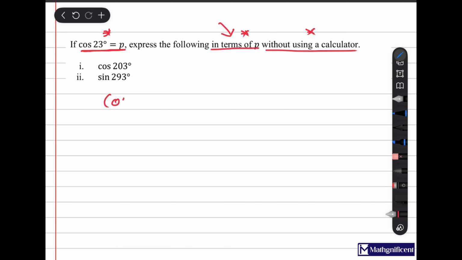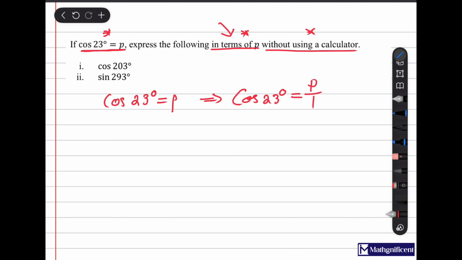that cos 23 degrees is equal to p. This can also be written in the form of, let me just write it here, cos 23 degrees is equal to p over 1. This is how this can be written. Actually, it is more helpful to us if it's written in this form. So now let's have a look at this.